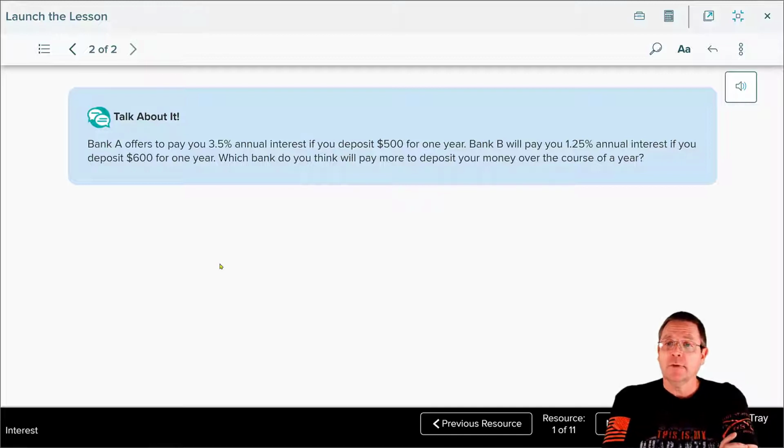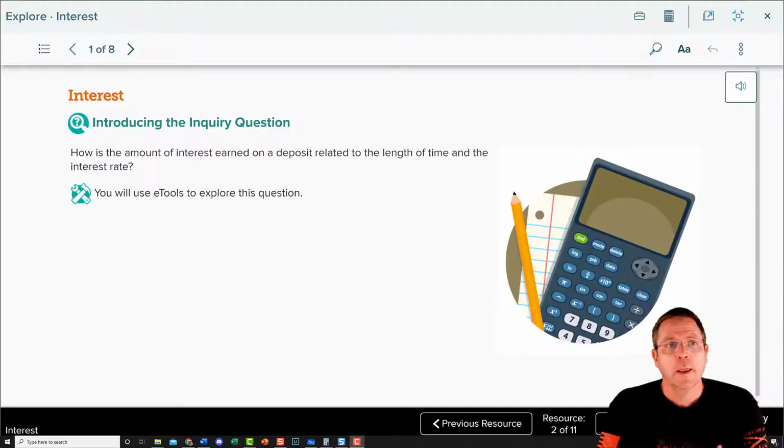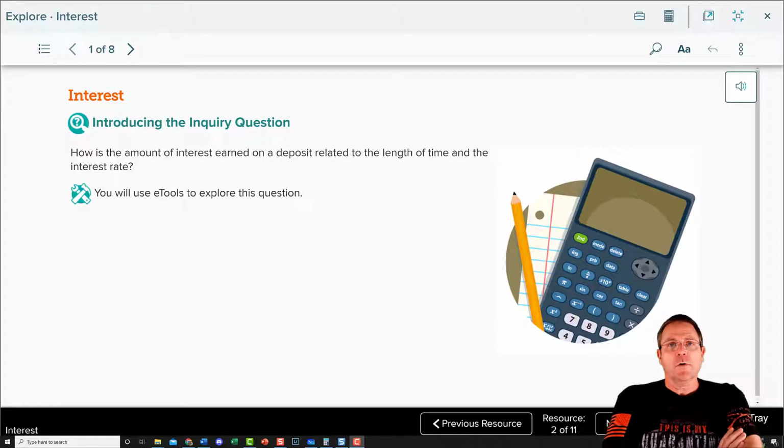Bank B says they're going to pay you 1.25% annual interest if you deposit $600 for 1 year. Which bank do you think will pay more money to deposit your money over the course of 1 year? I'm thinking 3.5% is a whole lot more than 1.25%, so Bank A is probably going to be the way to go. And with that, we're going to get started on our lesson.